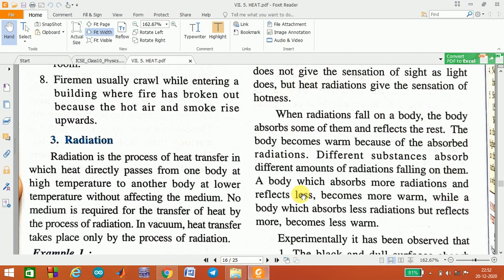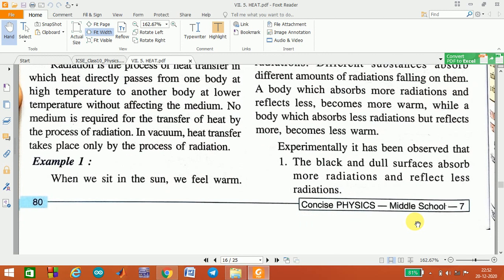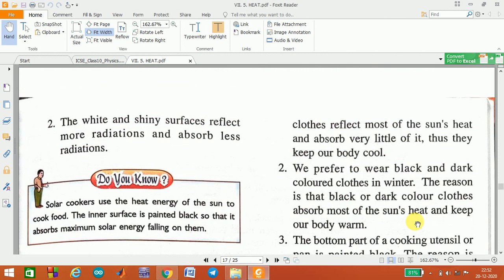A body which absorbs more radiation or reflects less becomes warmer, while a body which absorbs less radiation but reflects more will be less warm. Experimentally we can observe that black and dull surfaces absorb more radiation and reflect less radiation, while white and shiny surfaces reflect more radiation and absorb less radiation.